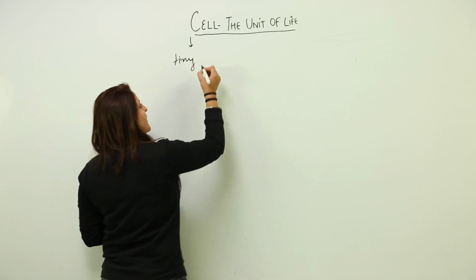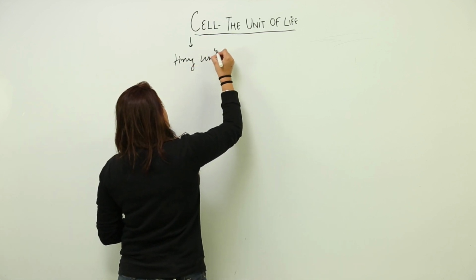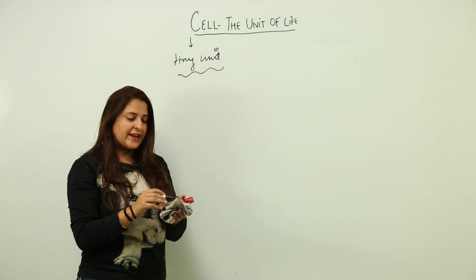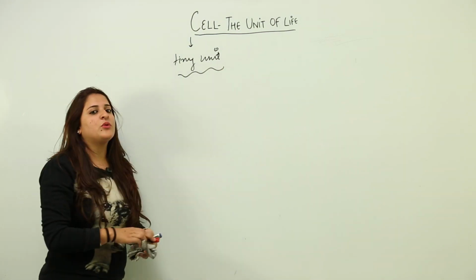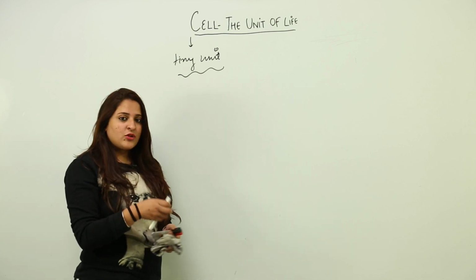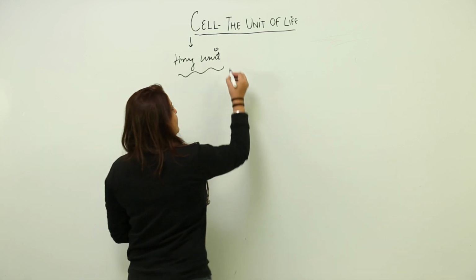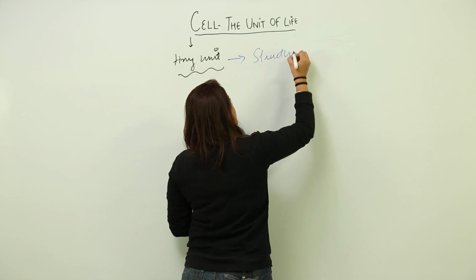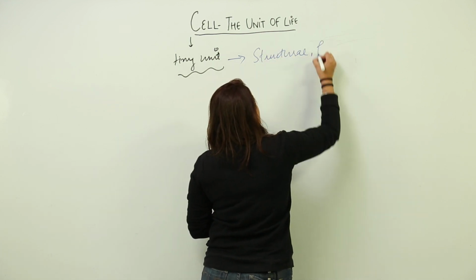This cell is a tiny unit of life. Every organism, whether a complex organism or a simpler organism, is formed of this tiny unit which is known as a cell. Cell is known to be the structural and functional unit of life. It is said to be the structural and functional unit of life.